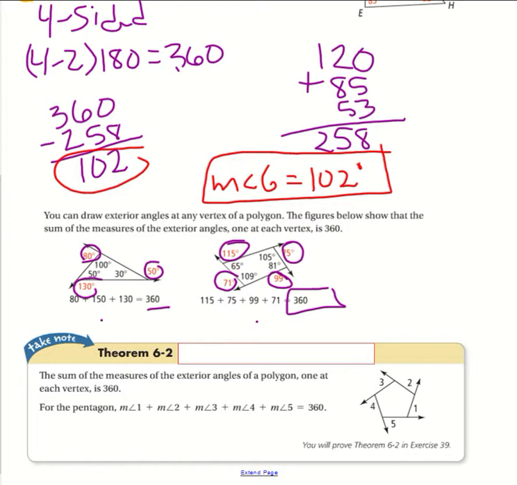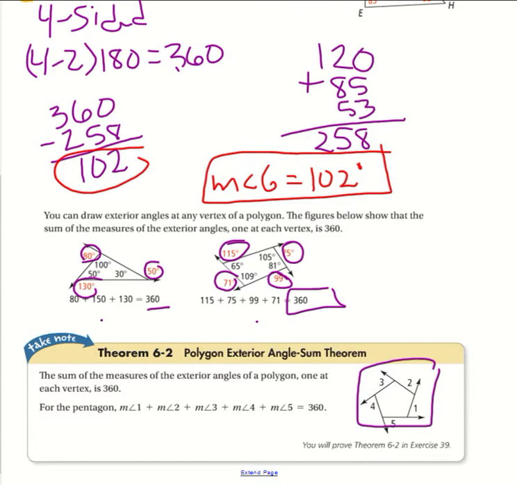And in fact, it works with any polygon. So we actually have a theorem for that. It says the sum of the measures of the exterior angles of a polygon, one at each vertex, is 360 degrees. For the pentagon shown right here, the measure of angle 1 plus the measure of angle 2 plus the measure of angle 3 plus the measure of angle 4 plus the measure of angle 5 is 360 degrees.